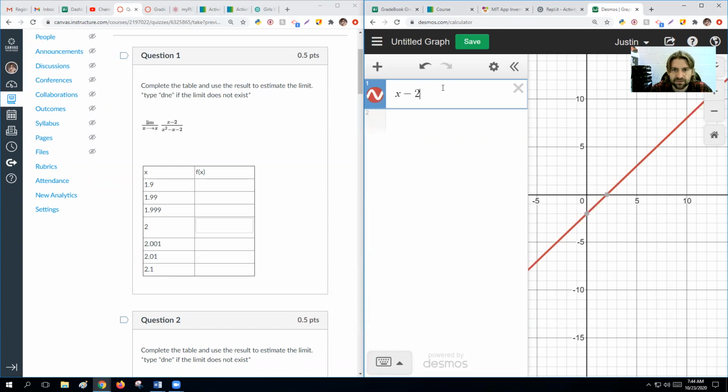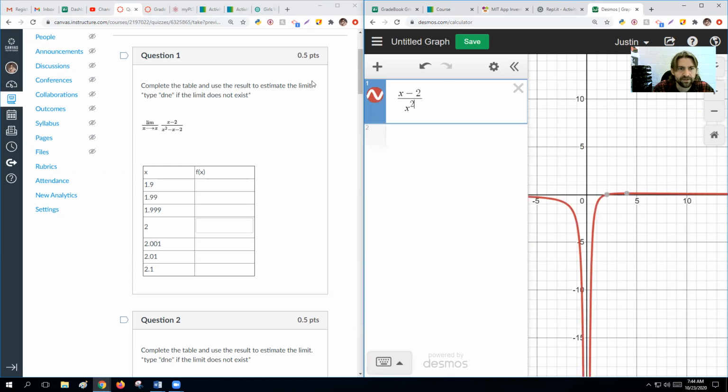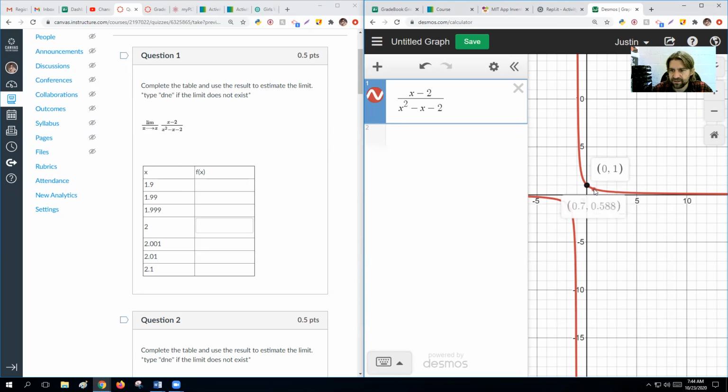So I got x minus 2, and then I need to divide this all by x squared minus x minus 2. So we're going to go closer and closer to 2. We can click and drag the point here and get closer. As I get closer here, I can see 2 is undefined. If I hover over it, it's undefined. Let's see if I go the other way.